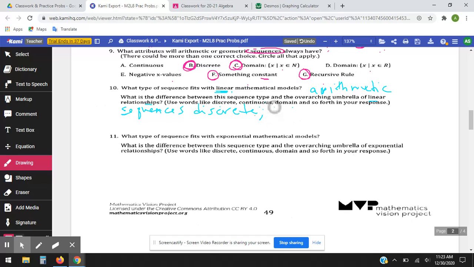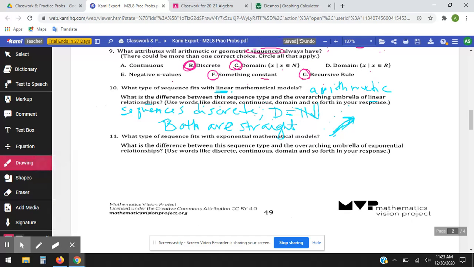Their domain is natural numbers. We have domains of natural numbers when we're talking about sequences. Other linear relationships could have real numbers or anything for their domain. And what they have in common is both are straight. So if I put my dots on a graph, they go in a straight pattern, or if I'm doing a line, it's straight. No matter what, they are straight.